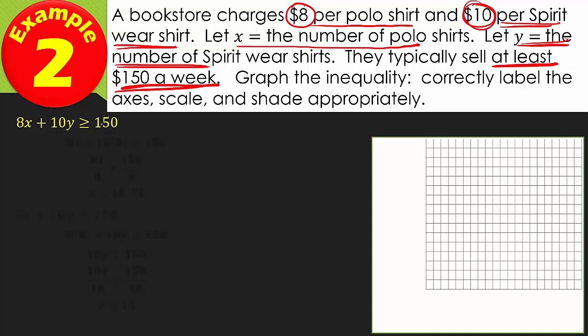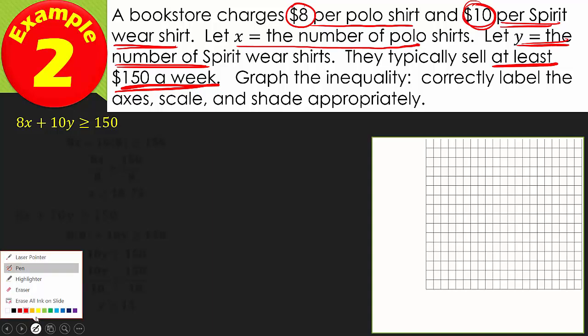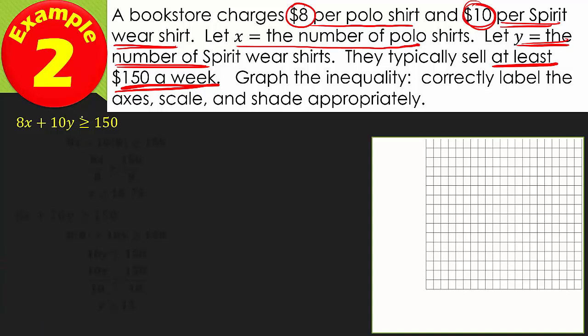And then as far as the symbols go, we know that this is the low end because it says at least 150 a week, which means that this stuff on the left-hand side of our inequality is going to be 150 or more. So it opens towards that. And because it says at least, we include this underneath. If it said more than 150, then we wouldn't have this line underneath.